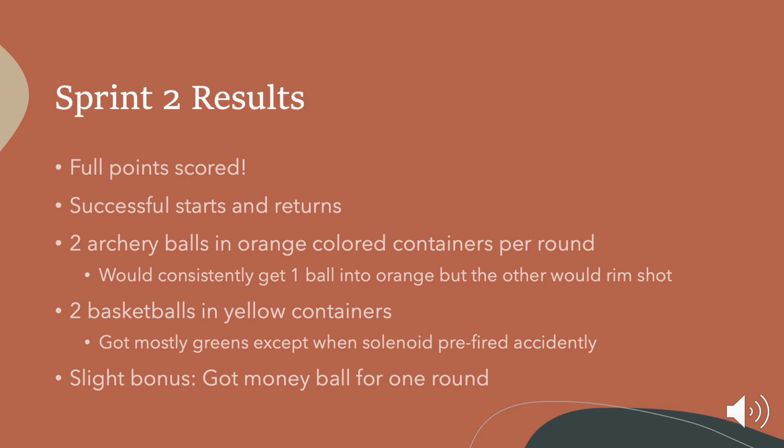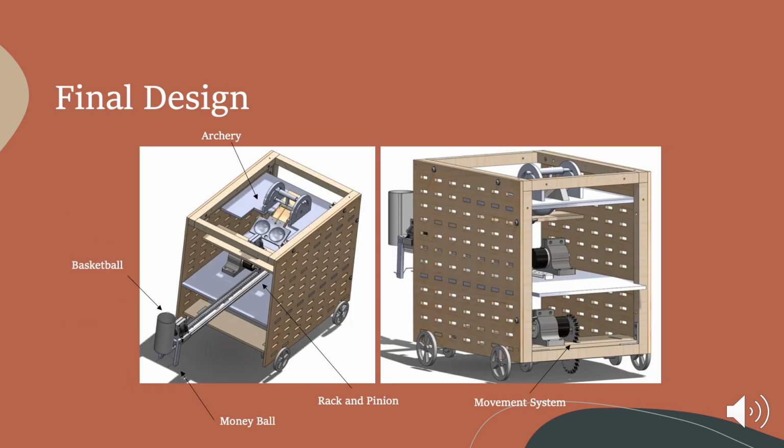Of course, we want to improve all of this for the final competition, getting in both archery balls into cups, getting the basketballs into only greens, and having the money ball work for each round. Our final design is basically the same as Sprint 2, except now the archery catapult is on a wedge, allowing for the shot to be more of a lob instead of a rocket shot towards the balls. And hopefully this arc will allow us to get more balls into the cups instead of just getting rim shots.